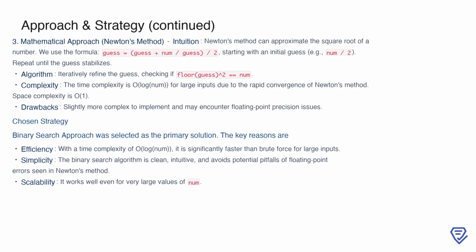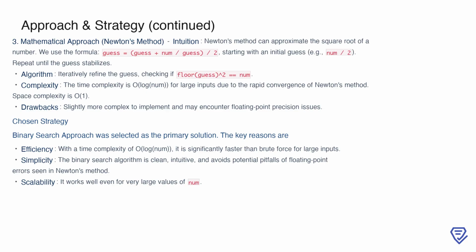Another interesting approach is the mathematical method, specifically using Newton's method. The intuition behind this approach is to iteratively approximate the square root of the number using the formula guess equals (guess plus number divided by guess) divided by 2. We start with an initial guess, such as number divided by 2, and refine it until the guess stabilizes. At each step, we check if the integer part of the guess squared equals number. This method is highly efficient, with a time complexity of log(number) due to its rapid convergence. It also has a space complexity of 1.